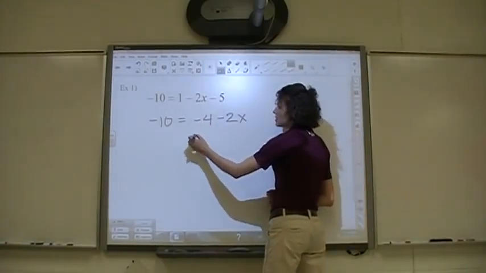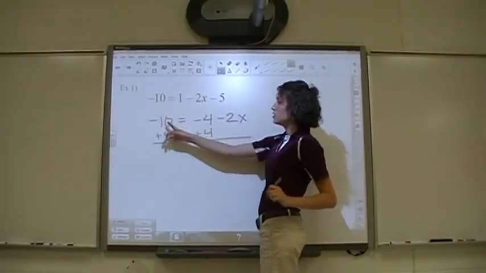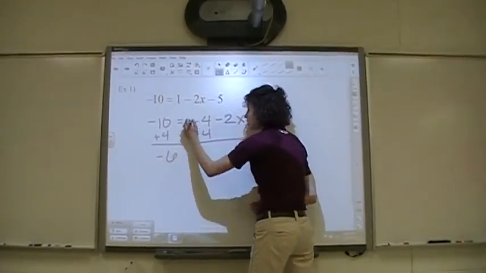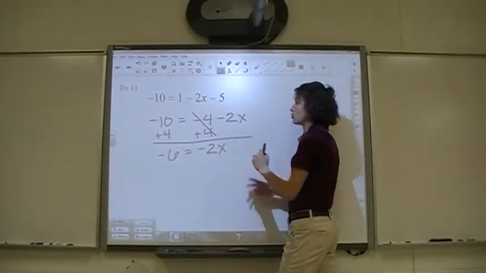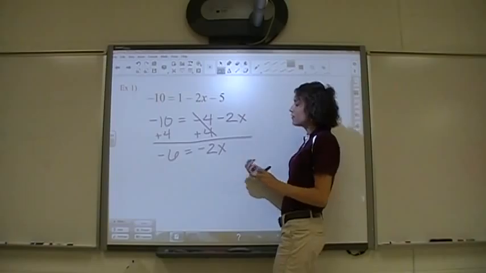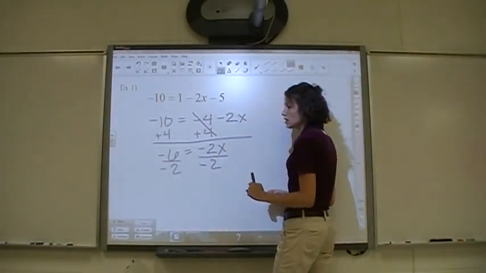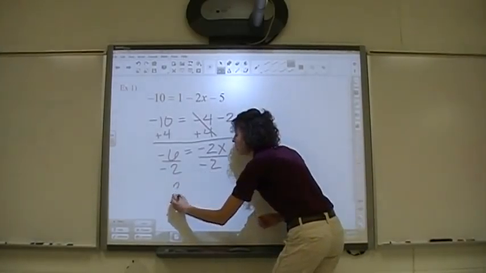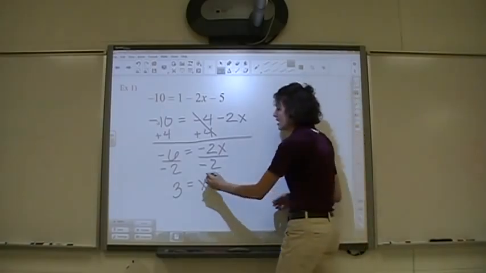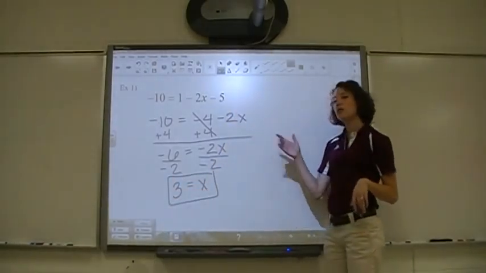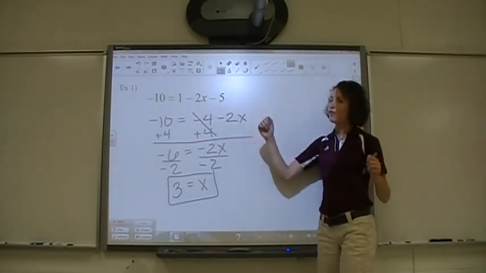So what you want to do is the opposite of negative 4, which is add 4 to both sides. Negative 10 plus 4 is going to give me a negative 6. These 4's cancel out, and then you get equals negative 2x. Make sure you bring down that negative sign. Then finally, you want to divide by negative 2 on both sides. Negative 6 divided by negative 2 gives me a positive 3 equals x, or x equals 3, which is my answer. So the only difference between this and solving two-step equations is you combine your like terms first.